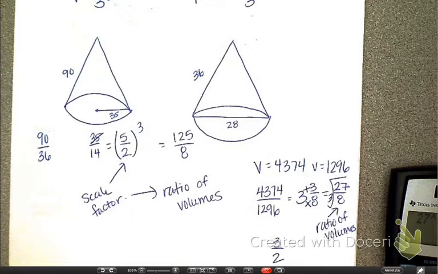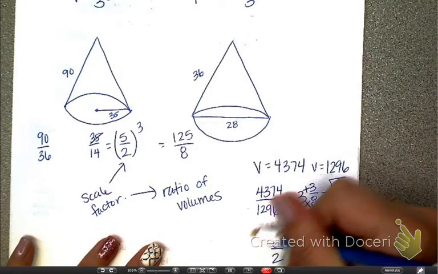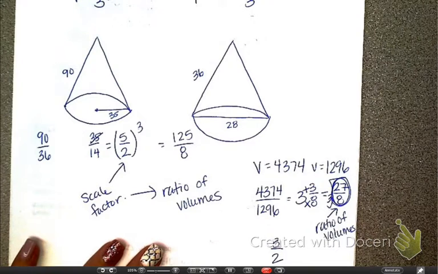Any questions? Yeah. How do you know if it's a scale factor or ratio of volume? It'll say in the directions. Oh, like, how do you know the difference? So scale factor is going to be like completely reduced. The ratio of volumes you can take the cube root of. Okay.